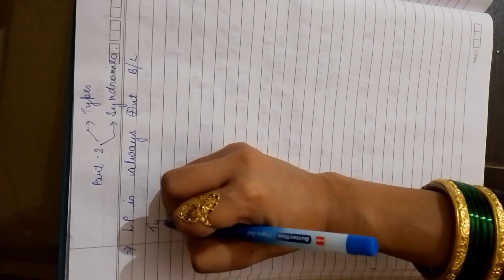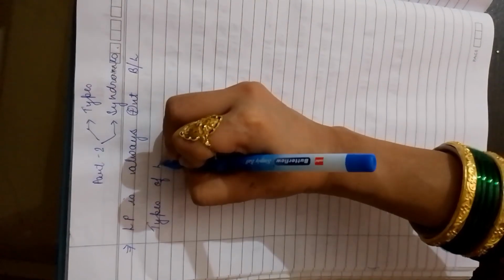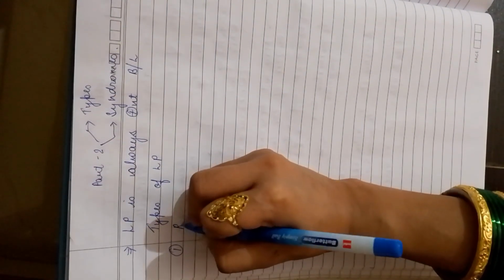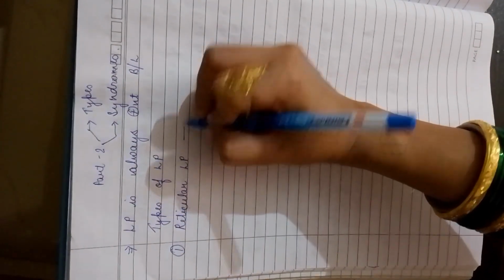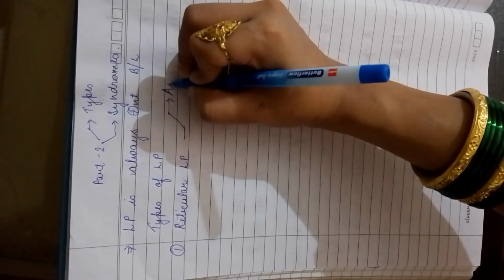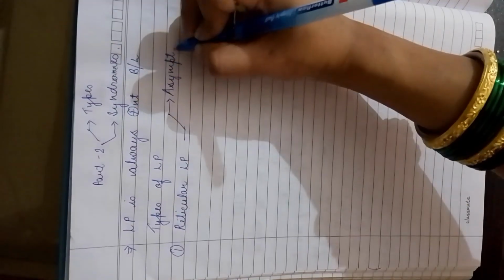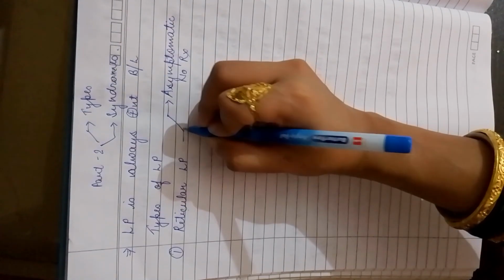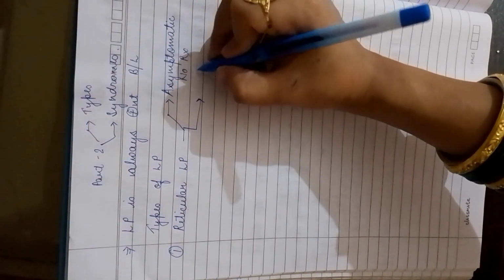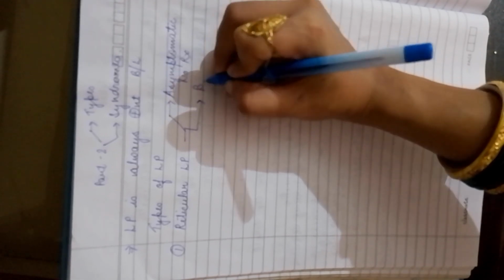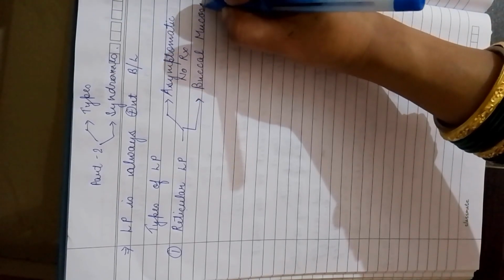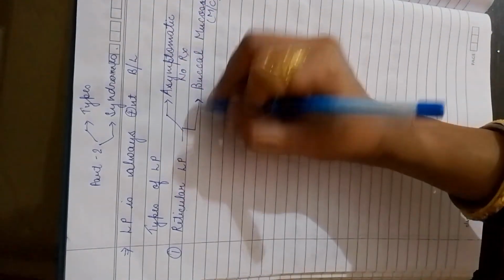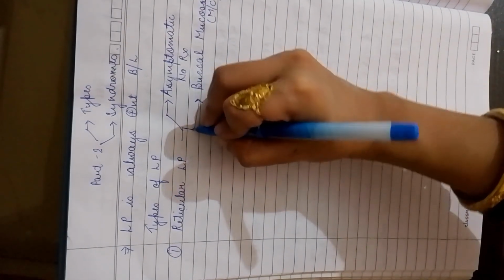Now let's discuss the types of lichen planus. First one is the reticular type of lichen planus. This reticular type is asymptomatic. So in this, no treatment is required. No treatment is needed. And the most common site is the buccal mucosa, most commonly on both sides, as we have discussed earlier.